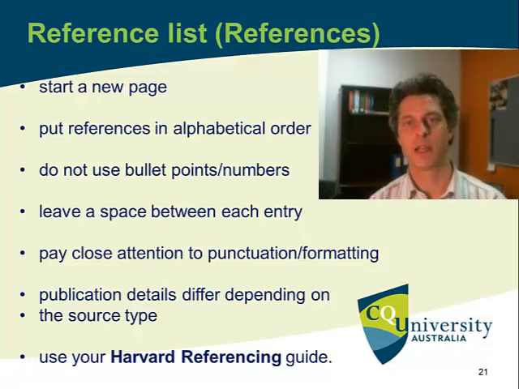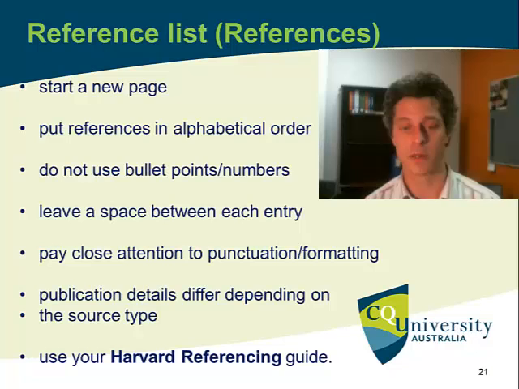Obviously, different publication details are required for different sources, depending on whether it's a journal, a magazine, and so on. Really, always use your Harvard referencing guide. There's lots of examples in the Harvard referencing guide. It's very easy to find online. It's there and available for you.